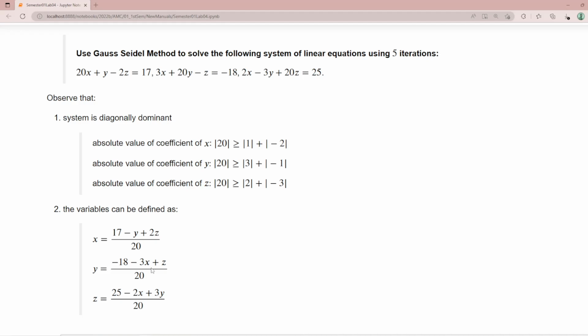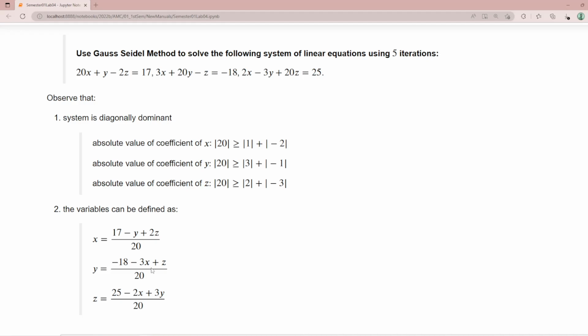So we look at the absolute value of the coefficient of y, that is modulus of 20, which is equal to 20 on the left hand side. And on the right hand side, we have the modulus of the coefficient of x, that is modulus of 3, plus the modulus of the coefficient of z, that is modulus of negative 1, which is 1. So we have 20 greater than or equal to 3 plus 1, which is equal to 4. And that's true.